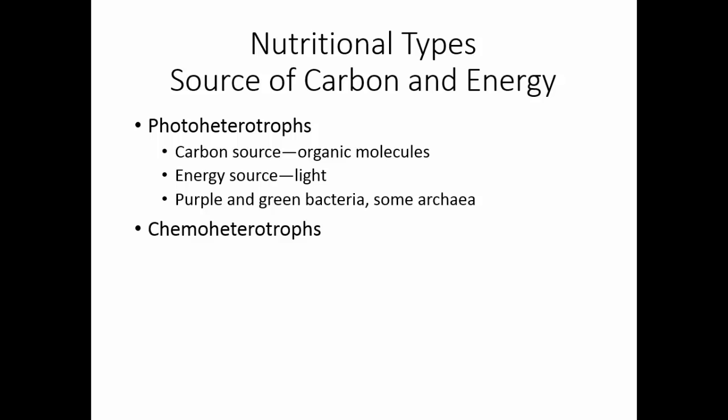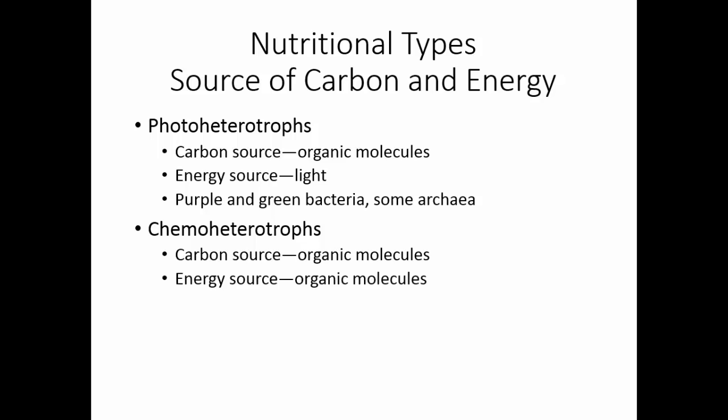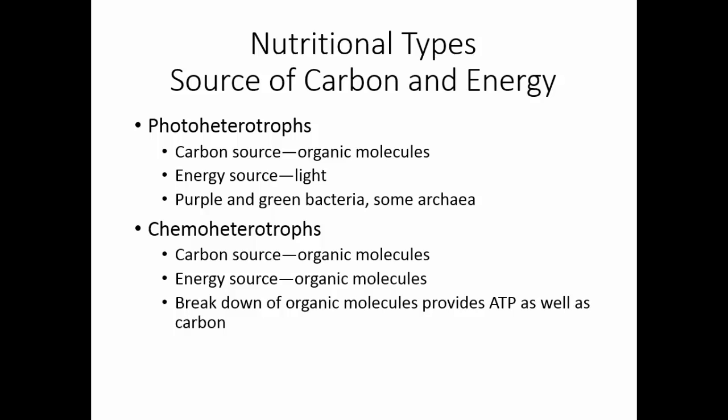The chemoheterotrophs use organic molecules as their carbon source, and they use organic molecules as their energy source. They break down organic molecules to provide the ATP. They also use the organic molecules as their source of carbon. This type of organism is sometimes called an organotroph. We are chemoheterotrophs, as are the pathogenic bacteria.